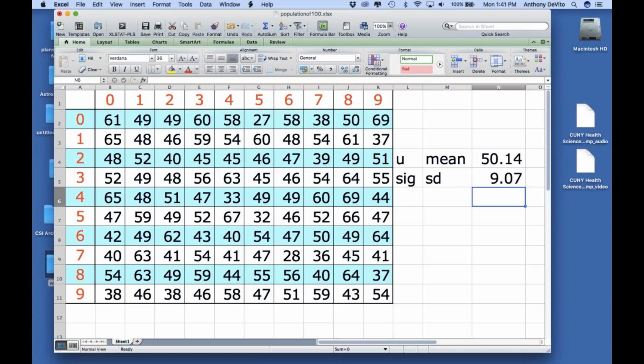So if I were to ask you to take a wild guess, what percentage of these 100 people is between 32 and 68? What would you tell me? Well, that's twice 9, right? So that's 2 standard deviations below the mean and 2 standard deviations above the mean. So what percentage of the population would you expect to be between those two z-scores? 95%, right? It's a normally distributed population, 95%.